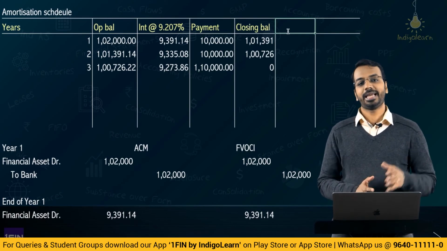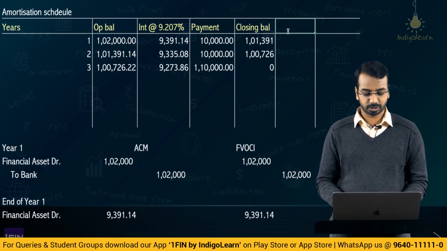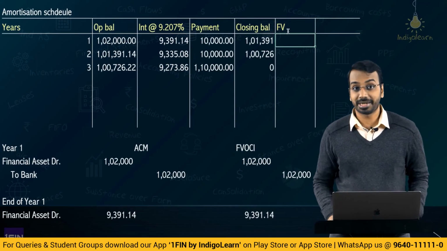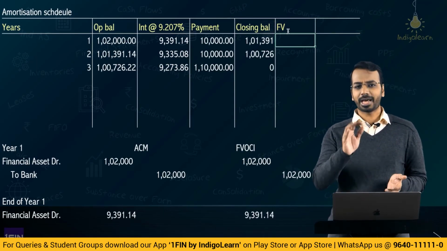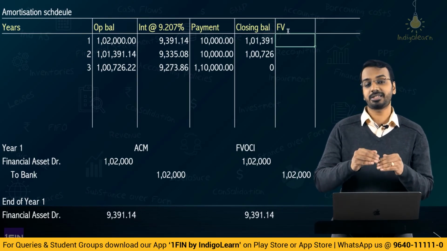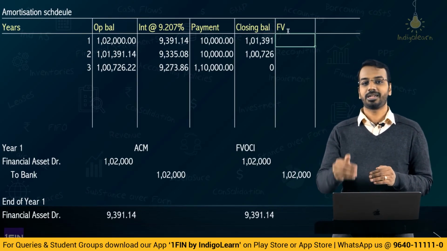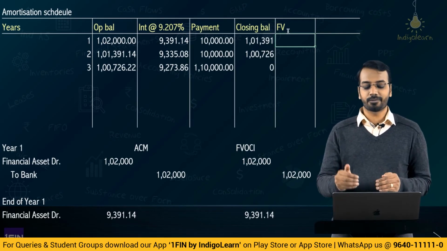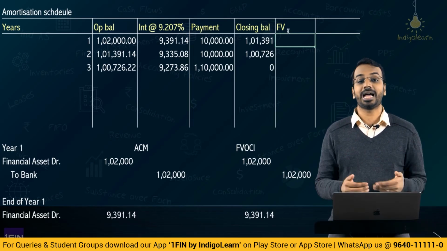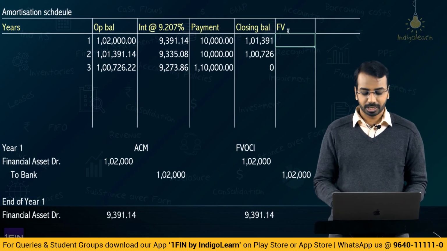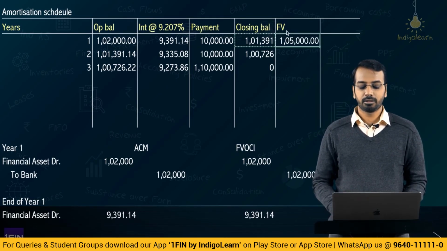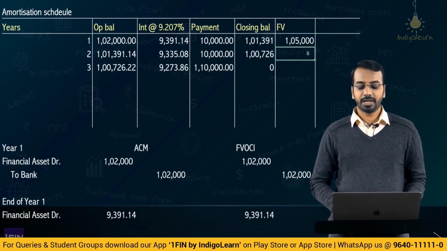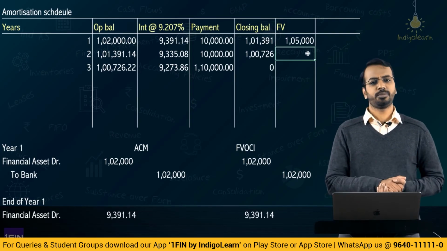Now, say for a moment that at the year end we calculate the fair value. So, why do we calculate the fair value? Maybe the interest rates have changed and the fair value of these instruments have also undergone a change. For argument's sake, assume that the interest rate in the market has gone down, and because of which the fair value of these instruments have gone up. Okay. So, assume for a moment the fair value is 1,05,000, right. So, now if the fair value is 1,05,000 under amortized cost method, what will you do?